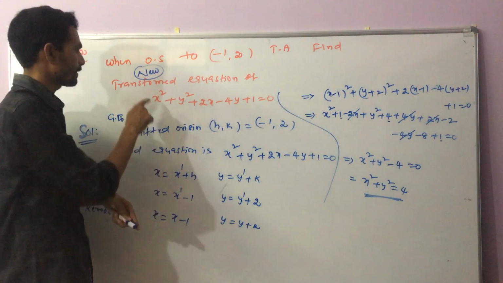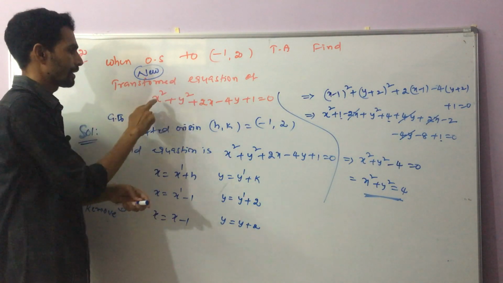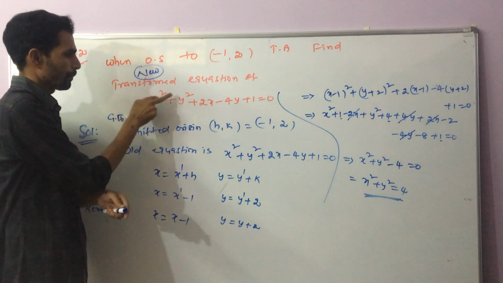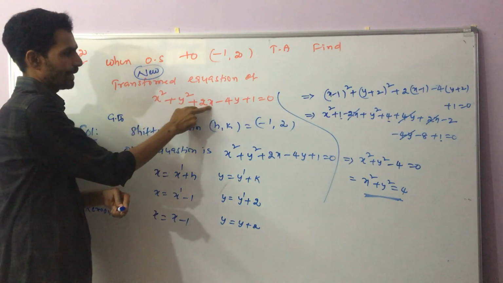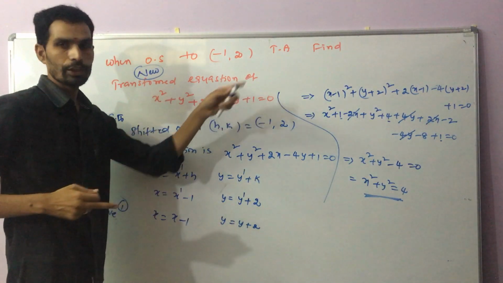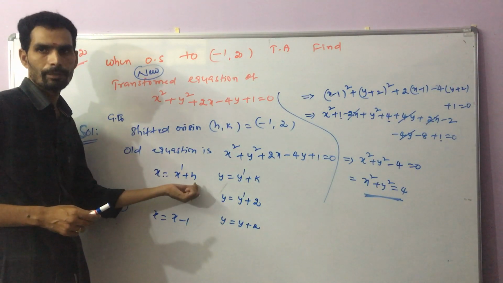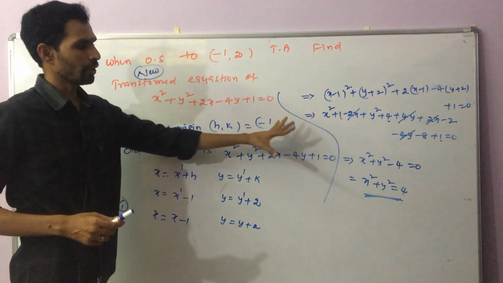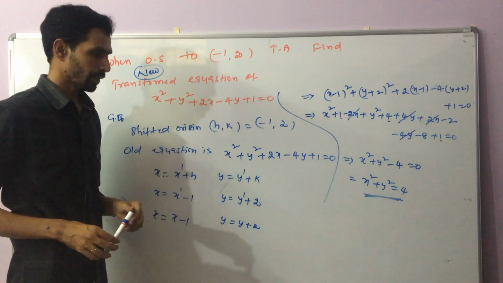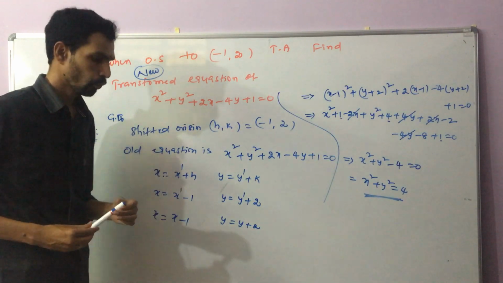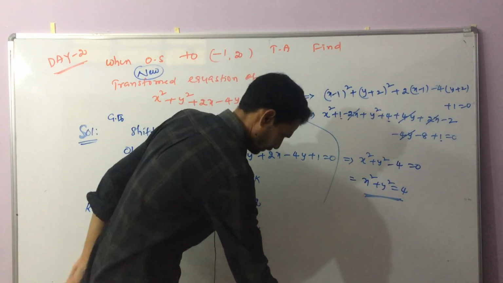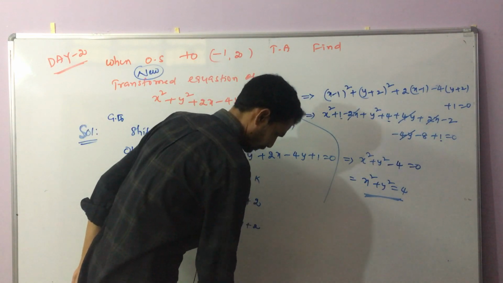For example, if they ask to find the old equation, these are new: x dash square, y dash square, 2x dash minus 4y dash plus 1 is equal to 0. In place of x, use the formula x dash is equal to x minus h only. With general simplification we get the answer x square plus y square is equal to 4. Next problem.